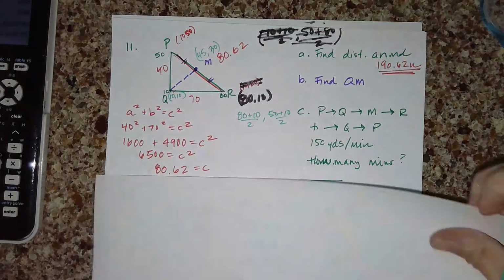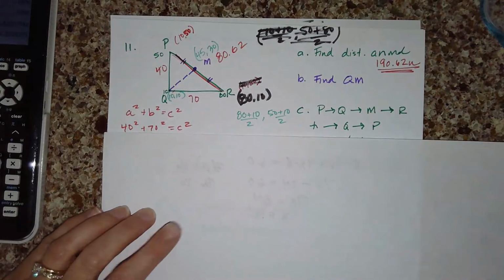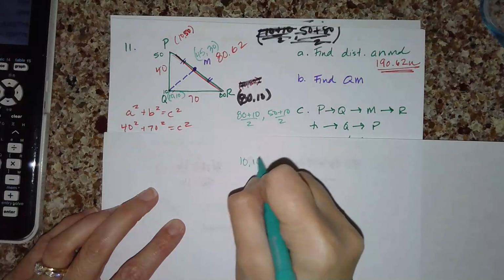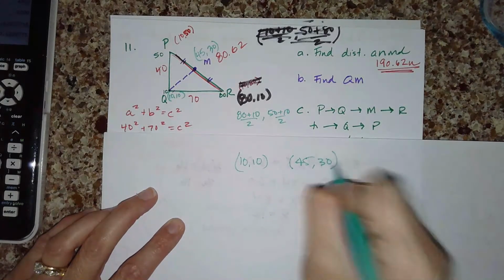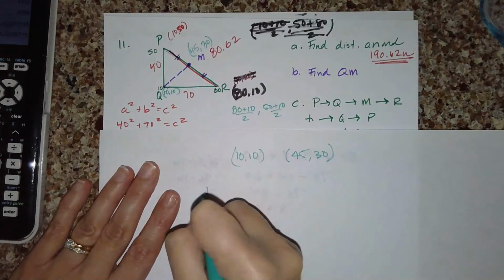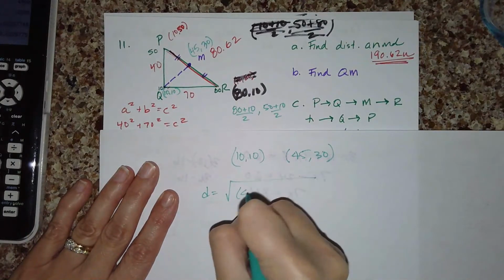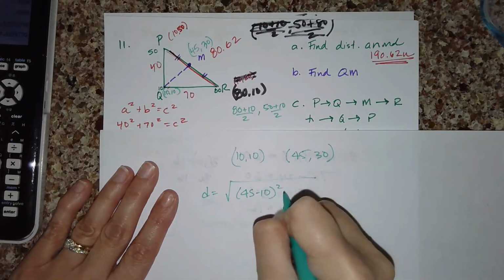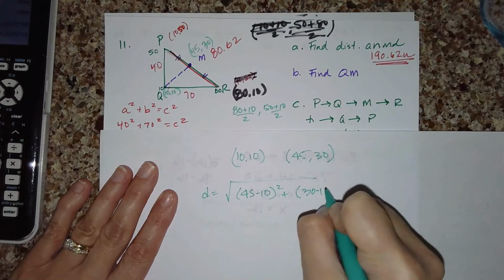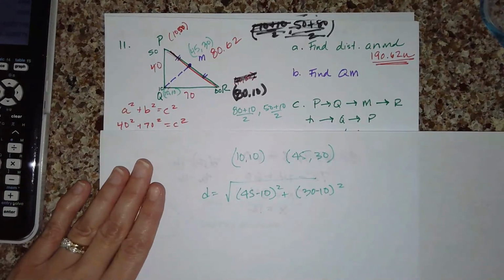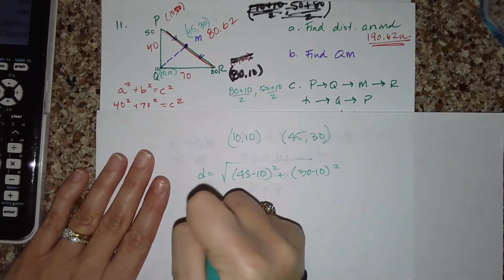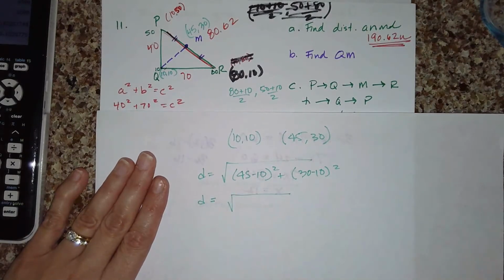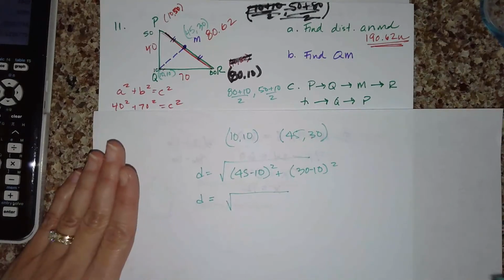You can use your distance formula. I'm going to grab another sheet of paper because I'm running out of room. I want the distance between the point 10, 10 and the point 45, 30. So distance equals the square root of 45 minus 10 squared plus 30 minus 10 squared. Actually, I did that the other way around: x2 minus x1 squared plus y2 minus y1 squared.